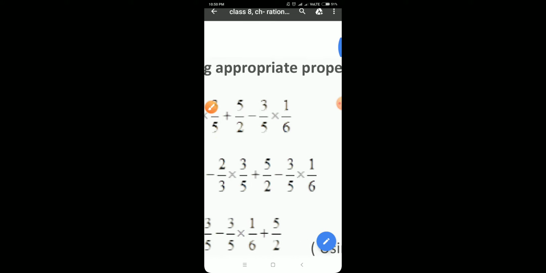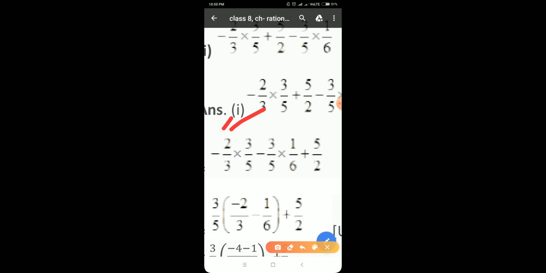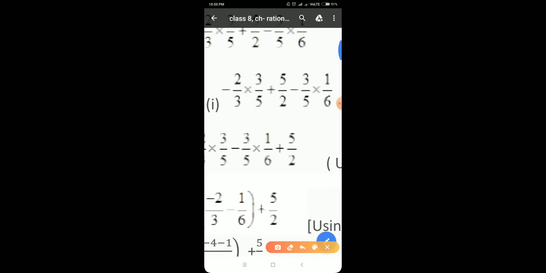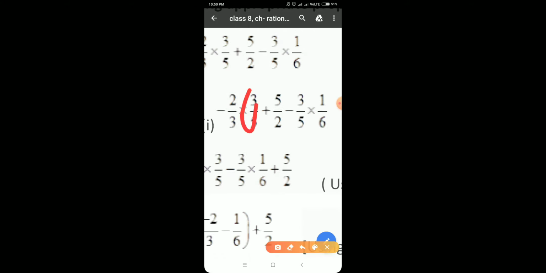First you will write it and then you will use the commutative property. You will write -2/3 as it is, 3/5 as it is. Now see, this 3/5 is here and 3/5 is also here. So you will take these two terms together.